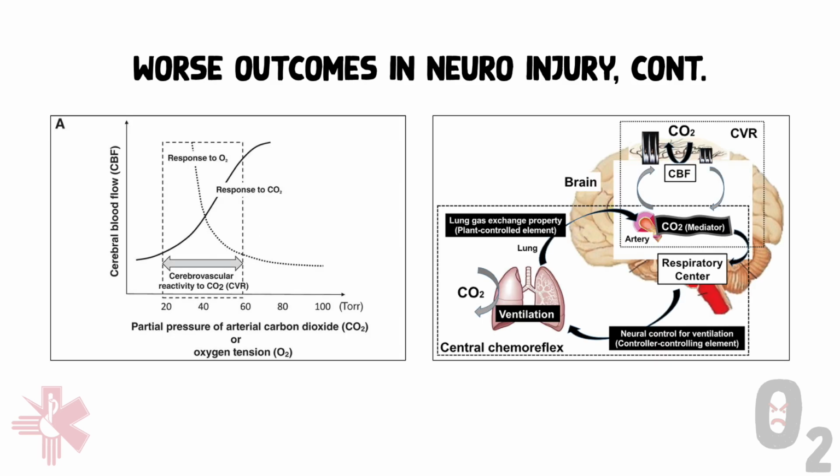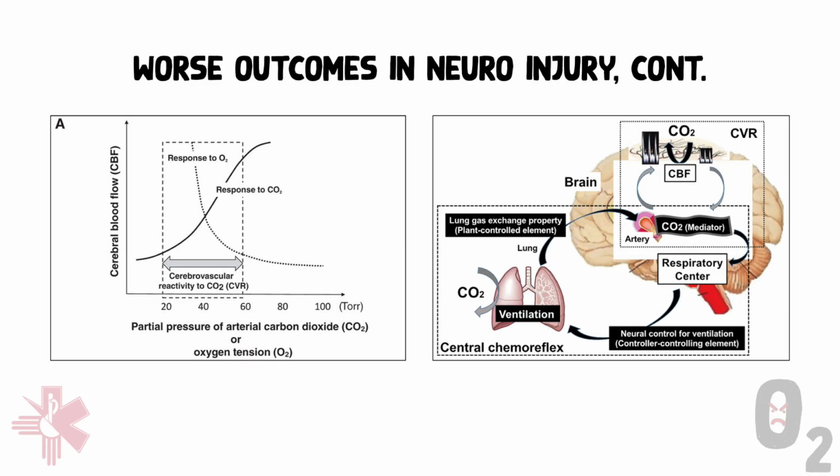So that's what these images here show. Basically, as your CO2 increases, your cerebral blood flow also increases. And then you have an inverse relationship with oxygen. As your O2 increases in your arterial blood, you get a decrease in cerebral blood flow because your body thinks that it already has enough.